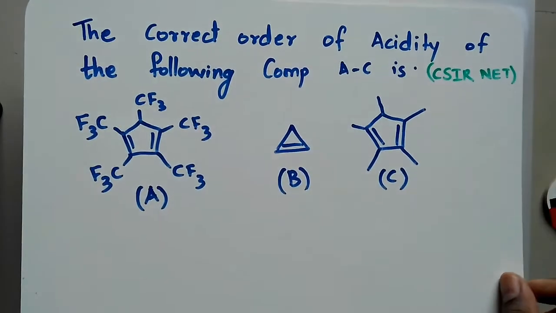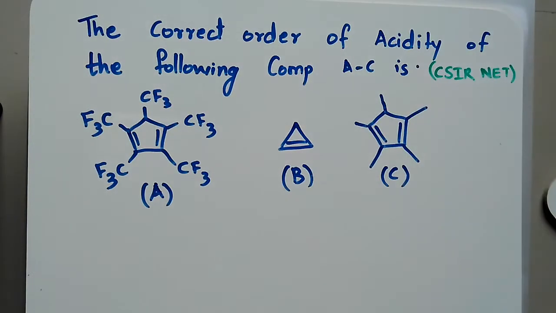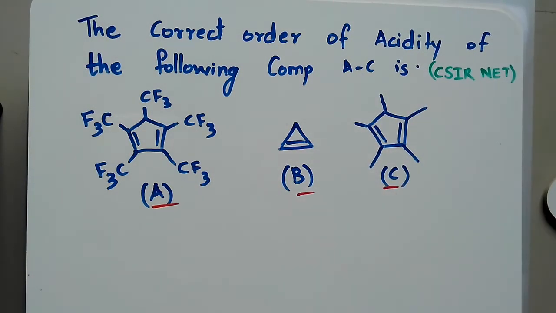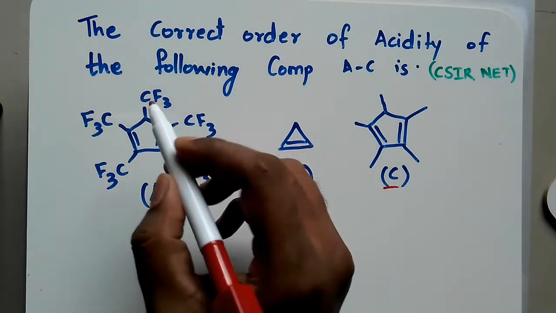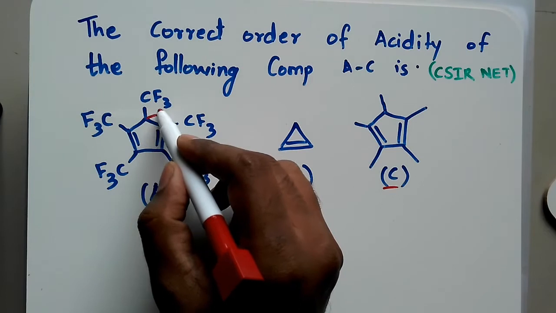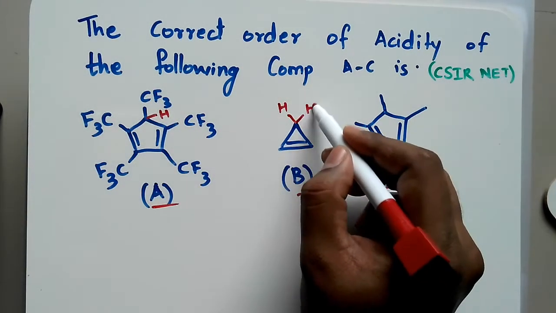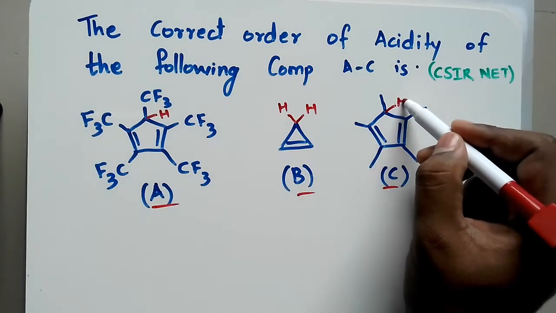This question is from the CSIR NET exam. The correct order of acidity of these three compounds, which is more acidic, that we have to look for. Now what we have to remember, there is a hydrogen over here. There are two hydrogens at this part, but we are concerned only about one hydrogen, and there is hydrogen here.